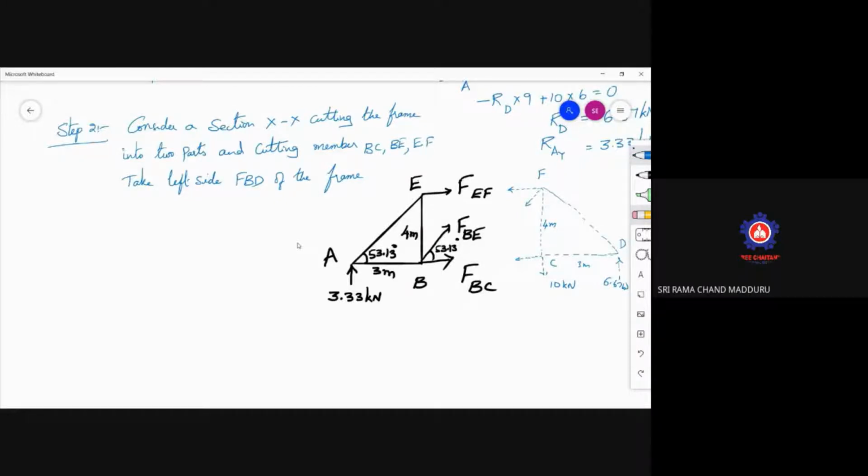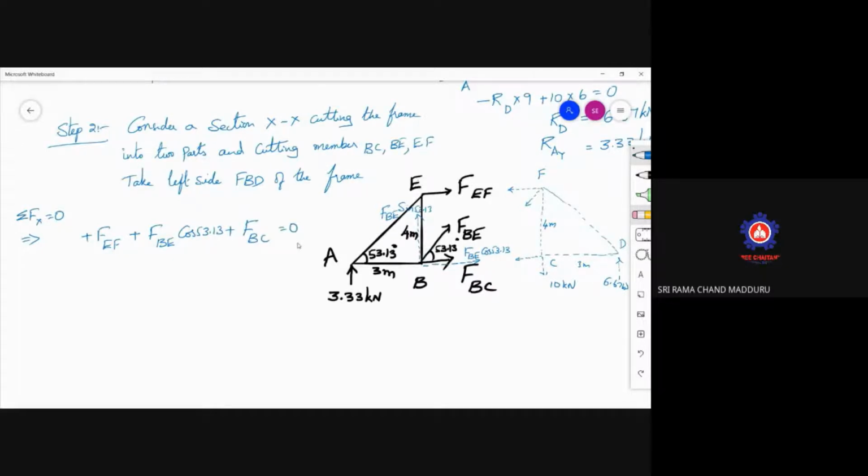To calculate the force in each member, what I will do in the first step, see, just resolve this force FBE along the horizontal direction and along the vertical direction. So what is the horizontal one? FBE cos, and vertically FBE sine. First one, sigma Fx is equal to 0: plus FEF plus FBE cos 53.13 plus FBC is equal to 0.